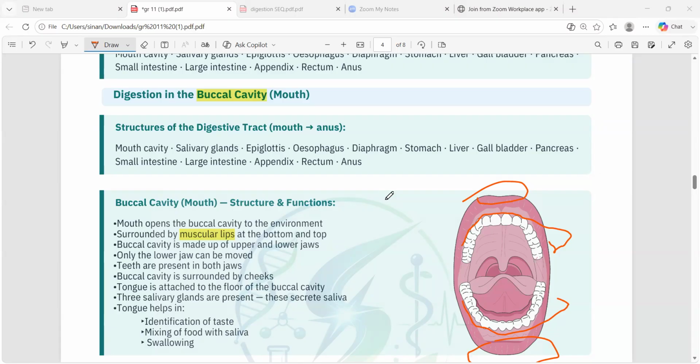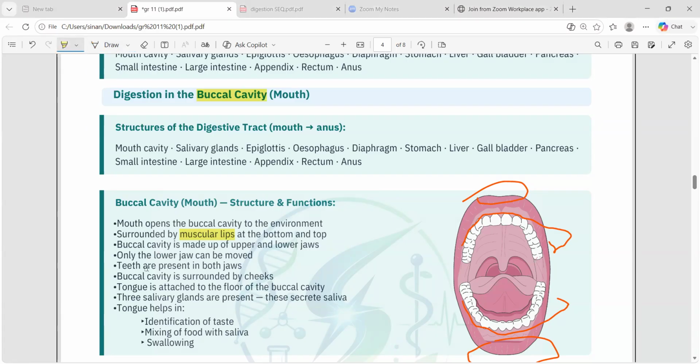Very good. We can move the lower jaw. The upper jaw cannot be moved. Okay, so from this, you all can understand that the upper jaw cannot be moved. Only the lower jaw will be able to move.